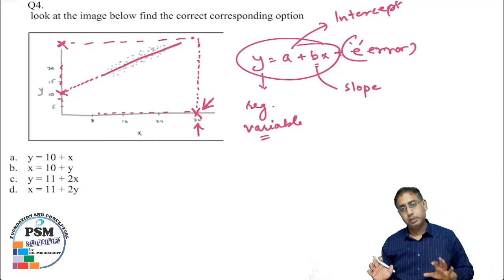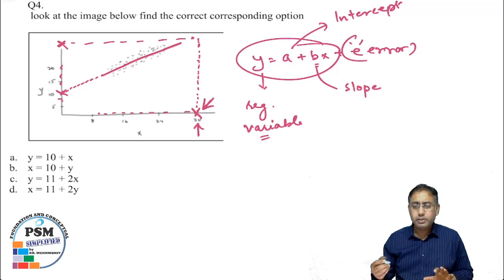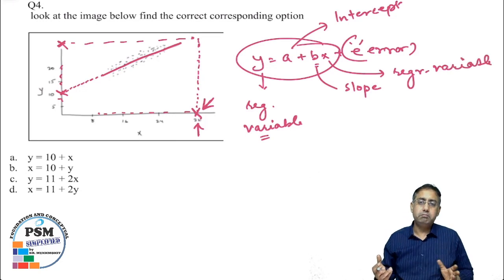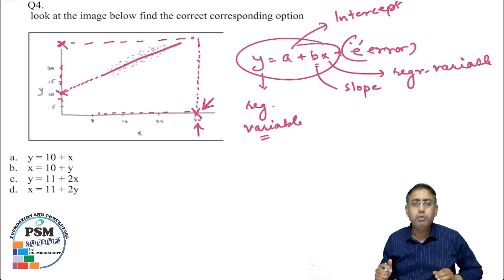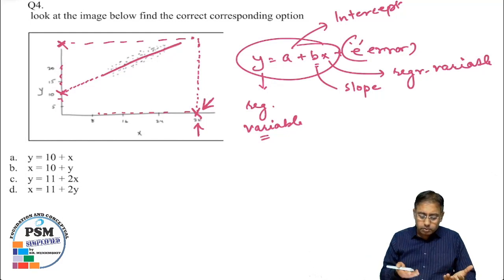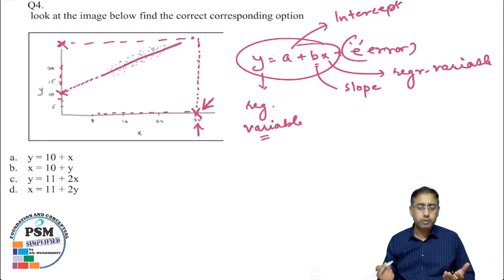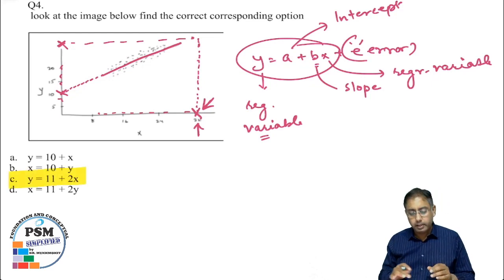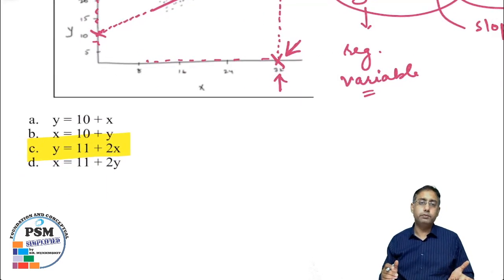You need to know this equation. B is the slope of the curve. X means the regression variable. So that is what this question wanted to test, that do you know what this formula is. Of course, there's only one option which fits into it, that y is equal to a plus bx. Option number C, as you can see, is the only one which is fitting into it.